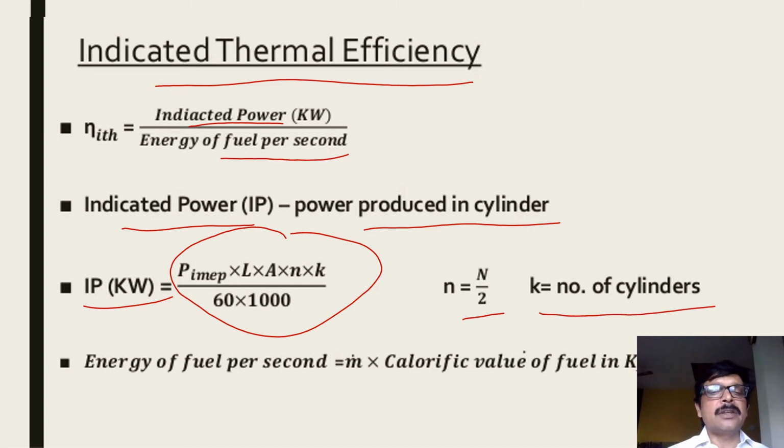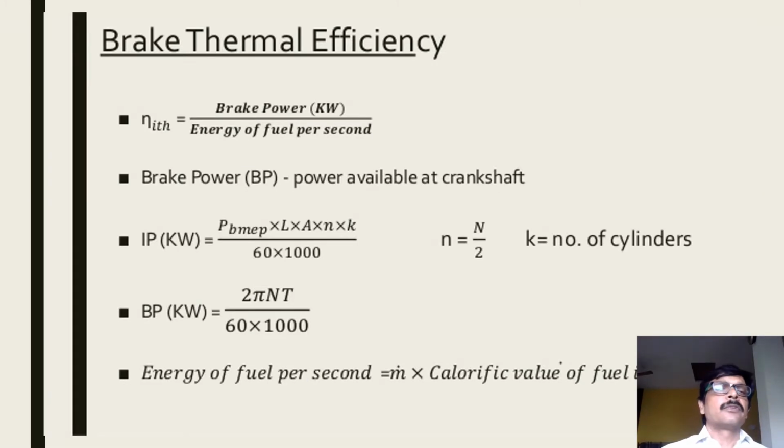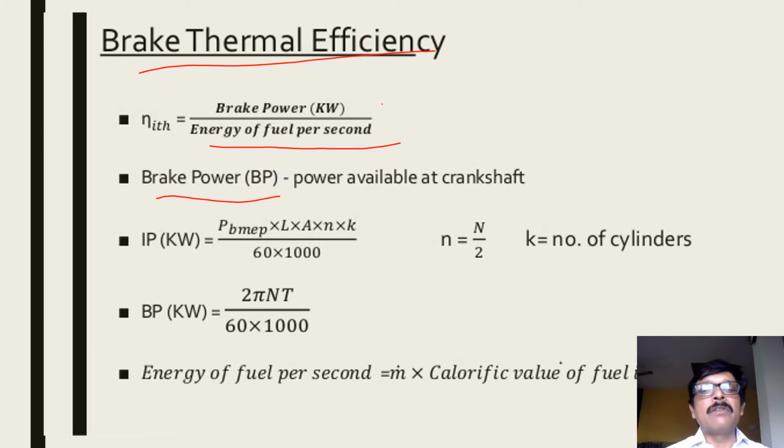The energy of the fuel per second we can calculate as m into the calorific value of the fuel in kilojoule per kg, where m is the mass flow rate in kg per second. Another term is brake thermal efficiency. It is the ratio of brake power to the energy of the fuel per second. Brake power means the power available at the crankshaft of the engine.